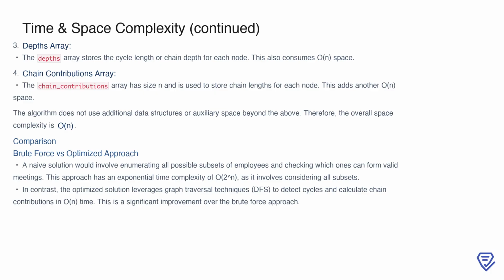When comparing this optimized approach to a brute force solution, the difference is significant. A naive method would involve enumerating all possible subsets of employees to determine valid meeting groups, leading to an exponential time complexity of O(2^n). By using graph traversal techniques like DFS for cycle detection and chain contribution calculations, the optimized solution reduces the complexity to O(n), demonstrating a substantial improvement in efficiency.